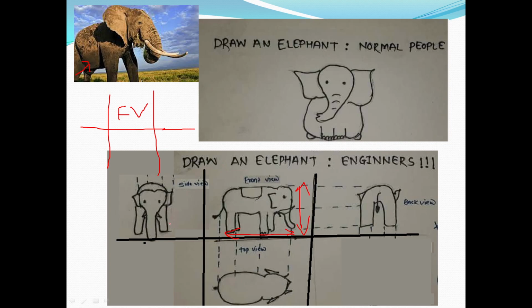If we are looking towards the elephant from the side, that is the left hand side, we get this view. So this view is called the left hand side view. Now on this left hand side view, what dimensions do we require? So this is the width of the elephant, and this is the height of the elephant. Width and height. So it is the left hand side view.